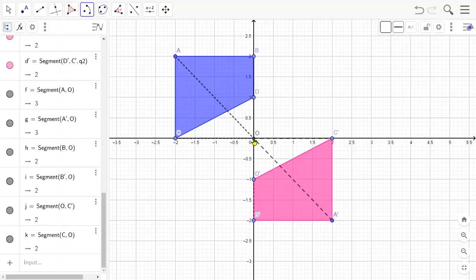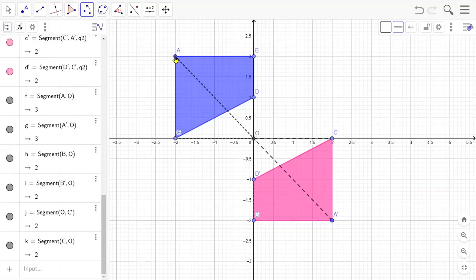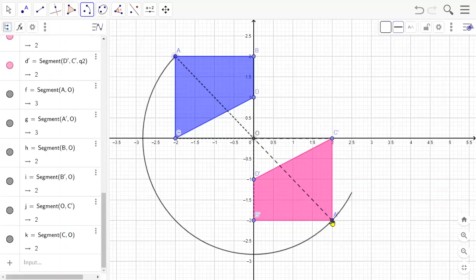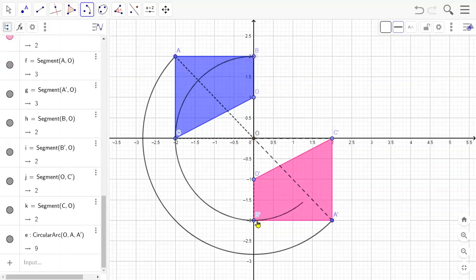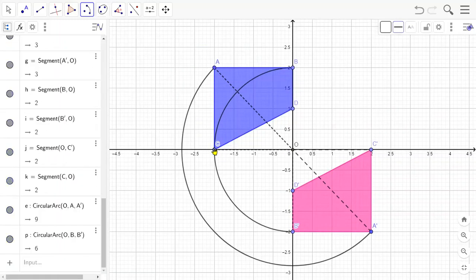Okay, let me just connect A to A dash, and B to B dash, C to C dash. Like this, yes, you can do. Where is the C dash? Okay, I am here. You can use the next direction also.